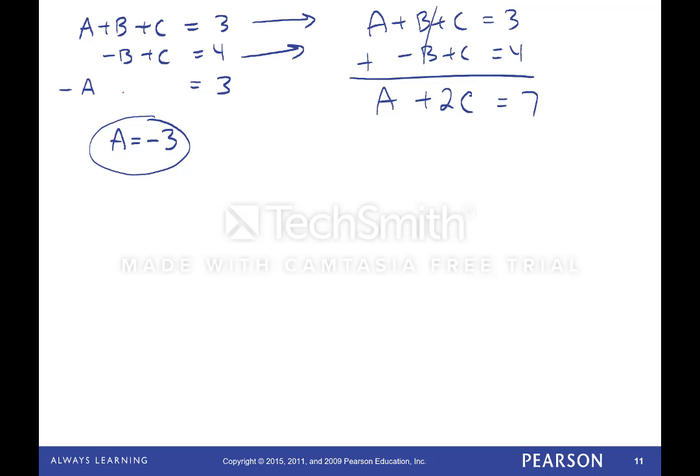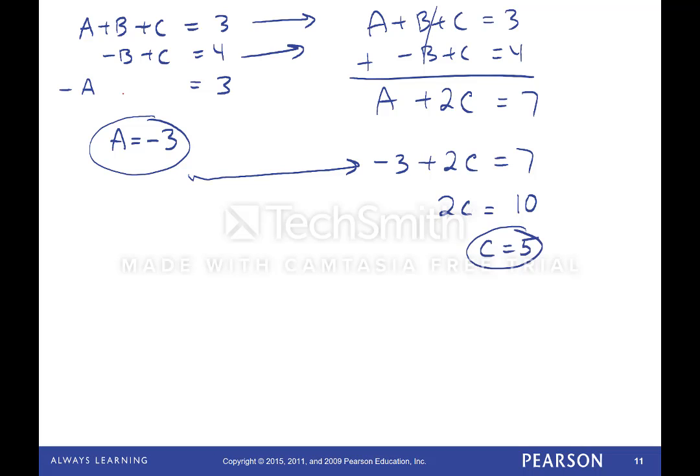All right, how's that helping me? It's because I know what a is. a is just negative 3. And now I can solve this for c. So let's see, adding 3 to both sides gets me 7 plus 3 is 10. Dividing by 2 gets me a 5. Wonderful, I know what c is now.